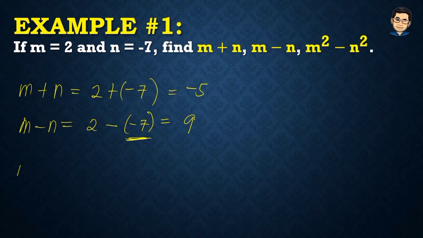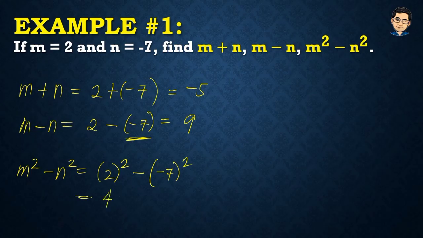Next, m squared minus n squared. So, m, that is 2 squared, minus n, that is negative 7, raised to 2. 2 squared, or 2 times 2, that is 4, minus negative 7 raised to 2, that is negative 7 times negative 7, positive 49. Now, 4 minus 49, that is negative 45.